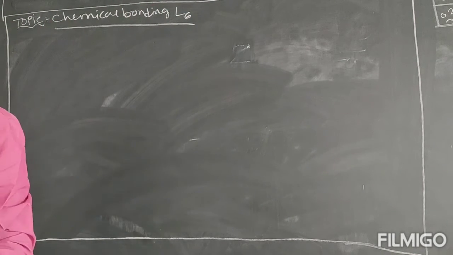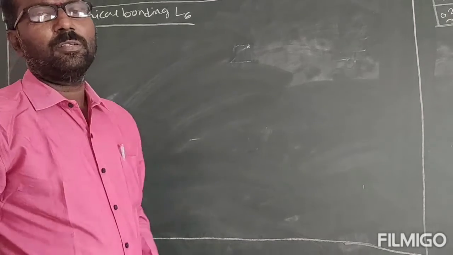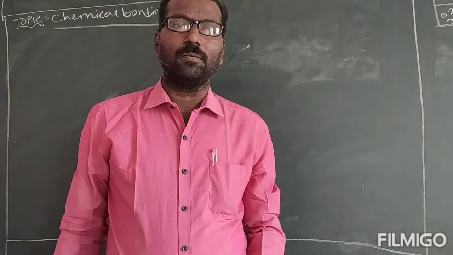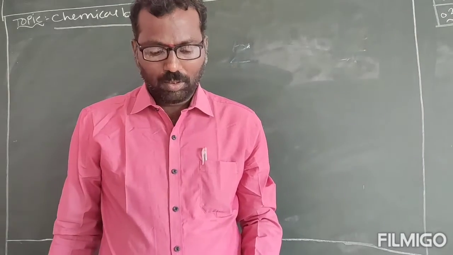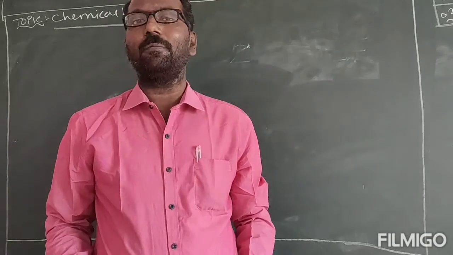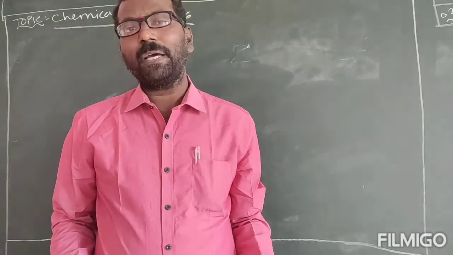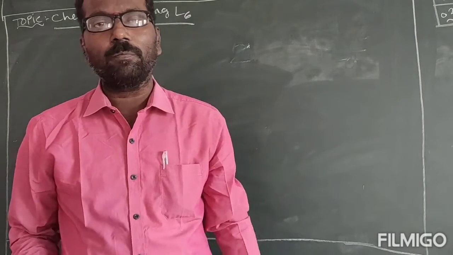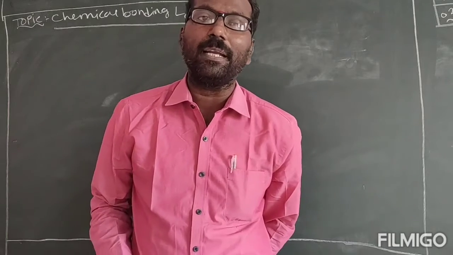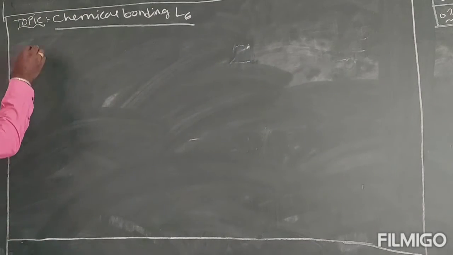In the hybridization concept, generally the presence of a lone pair of electrons on the central atom will result in stronger repulsion between lone pair and bond pair. Lone pair-lone pair is greater than lone pair-bond pair, which is greater than bond pair-bond pair. Already we have seen this point.